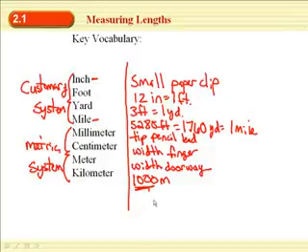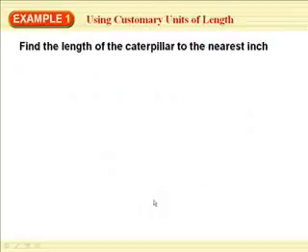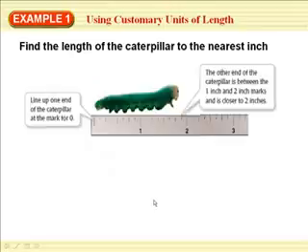So let's go on and see what's happening in this one. Okay, example number 1, which is on the bottom of page 59. It says, find the length of the caterpillar to the nearest inch. They give you this picture of this caterpillar. Notice the caterpillar is lined up at 0. Let me erase that so you can see the rulers. This 0 is right here on this ruler. You don't put it at the end of the ruler. Some rulers start with 0 on the end, so you have to be really careful.